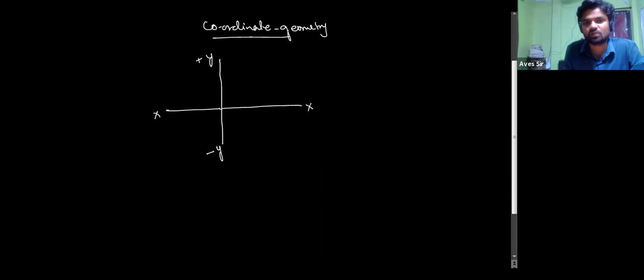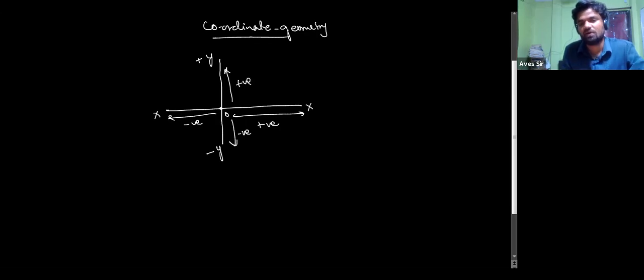If we consider this point as 0, then this side will be considered positive and this side negative. The upper portion is considered positive, and the lower portion is considered negative. So we have four quadrants here: first quadrant, second quadrant, third quadrant, and fourth quadrant. These are the four quadrants that we study.